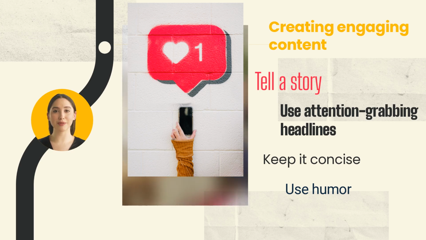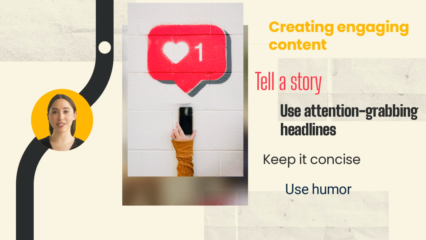Use anecdotes and real-life examples to illustrate the benefits of the products or services you're promoting. Second, use attention-grabbing headlines. Your headline is the first thing that people will see, so make it attention-grabbing and relevant to your audience. Use keywords and phrases that your audience is likely to search for, and make sure your headline accurately reflects the content of your post.